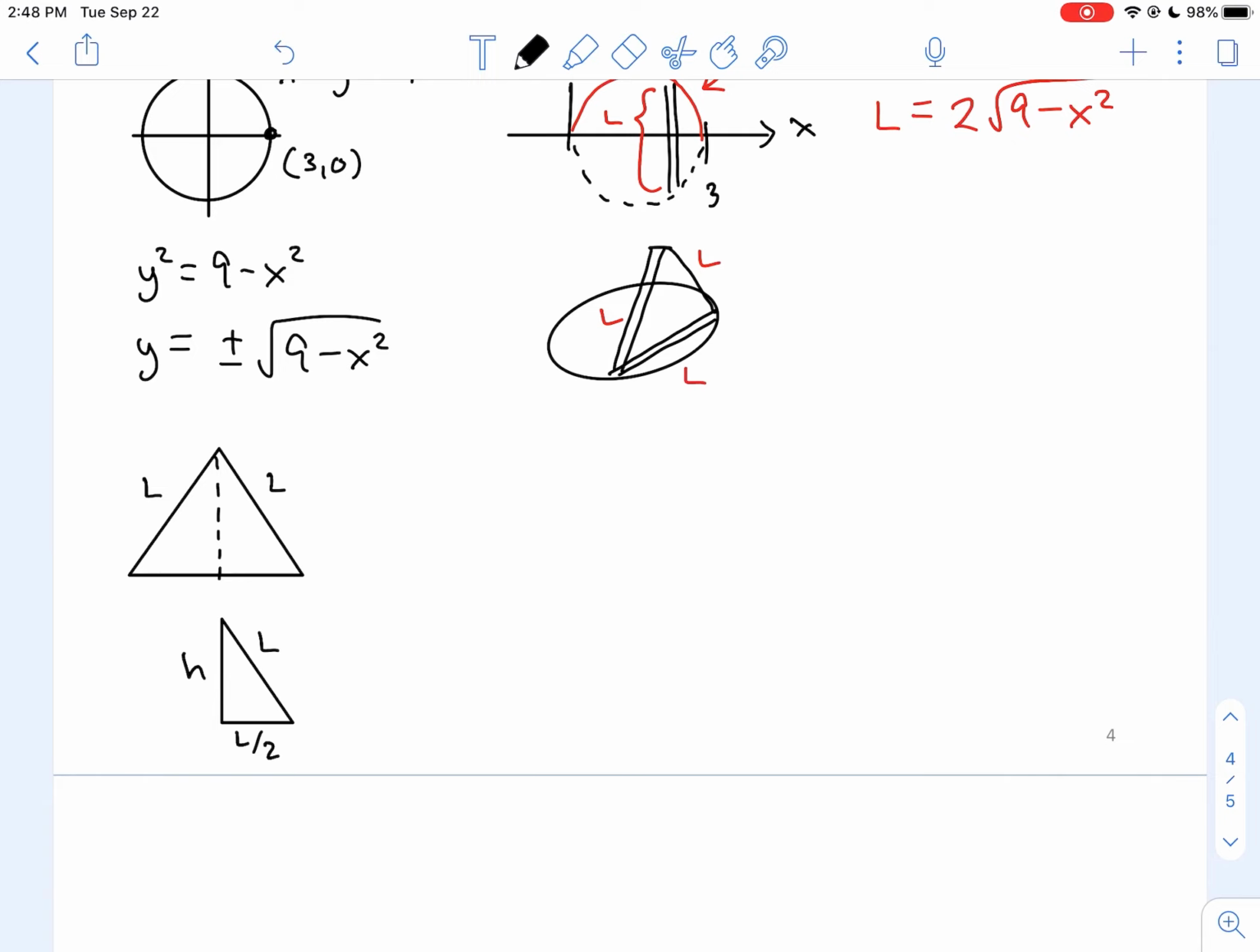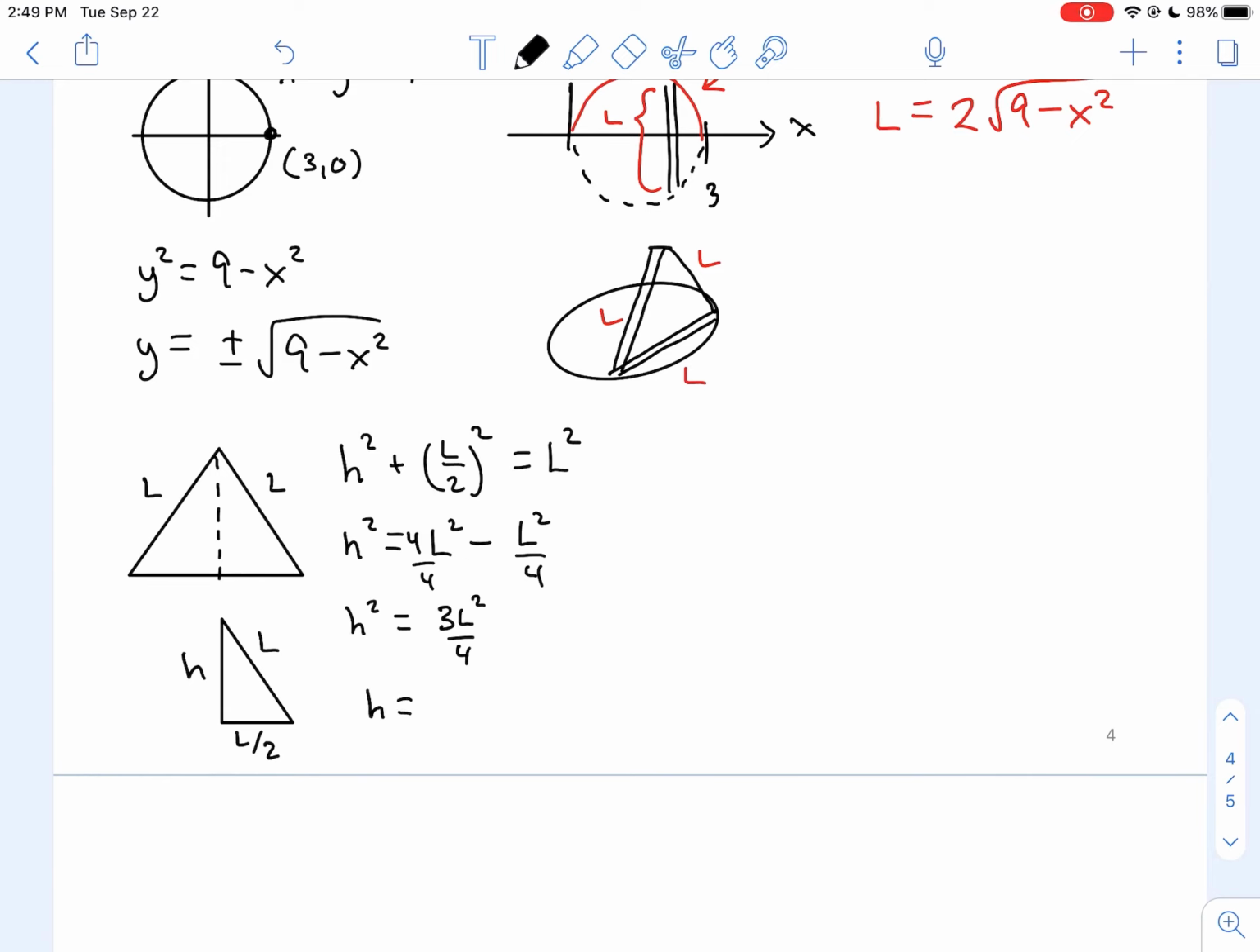So if I want to figure out the H, then I could do Pythagorean theorem and say that H squared plus L halves squared equals hypotenuse squared. So we get H squared is equal to L squared minus, and then this one is L squared over 4. Get a common denominator, so make this be a 4 over 4 and subtract those. We get H squared is equal to 3L squared over 4, and then I'll take the square root.